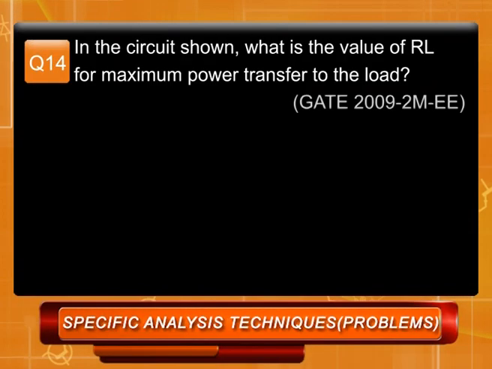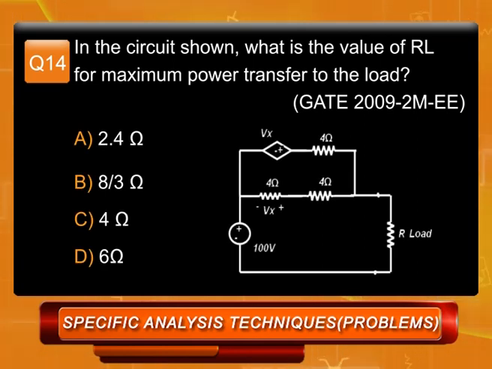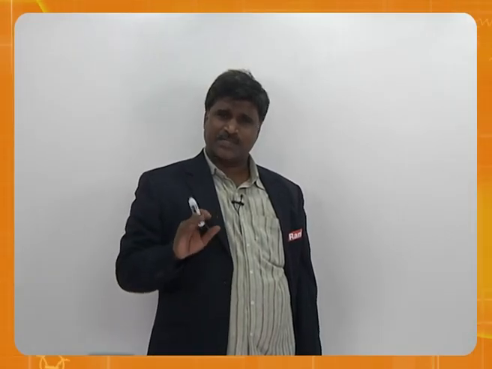In the circuit shown, what is the value of RL for maximum power transfer to the load? This is GATE 2009, 2 marks, given for EEE. Whenever we talk about a problem on maximum power transfer theorem, we generally think it belongs to maximum power transfer theorem, but it actually belongs to Thevenin's theorem, because we need to get the impedance across the load.